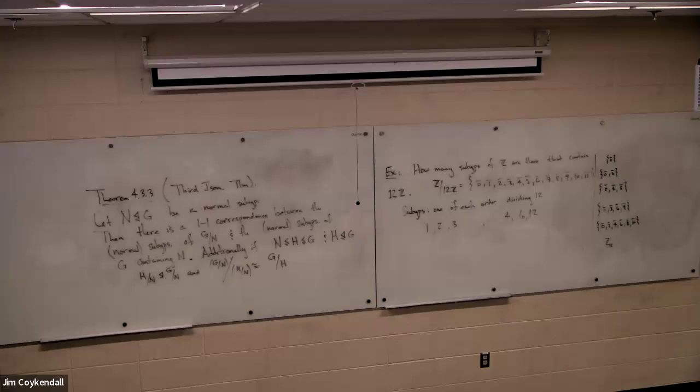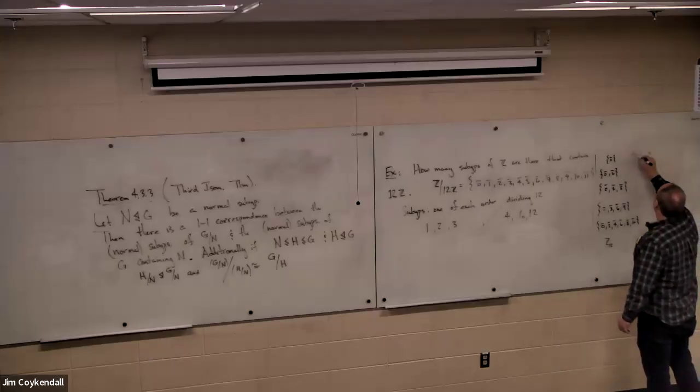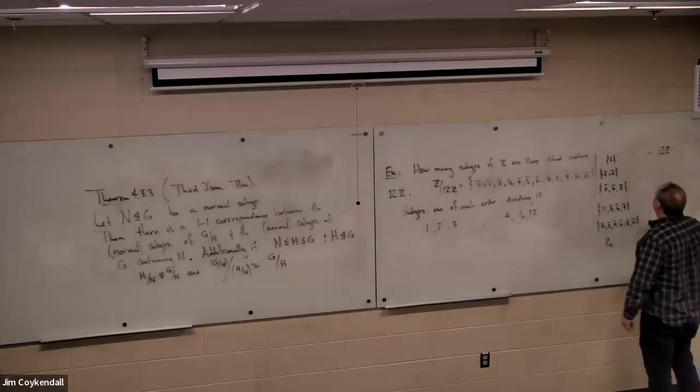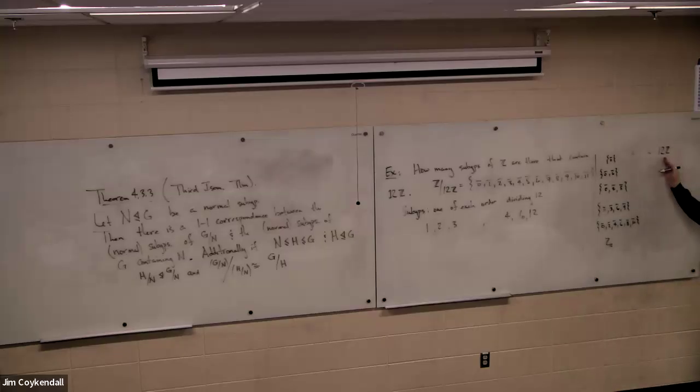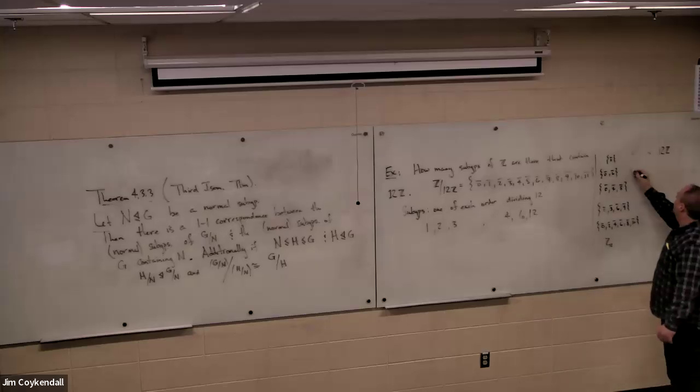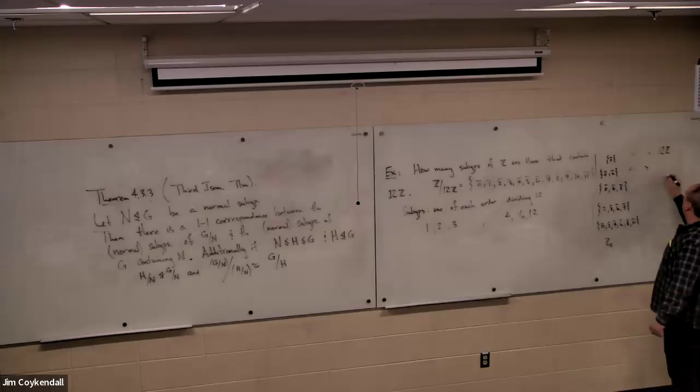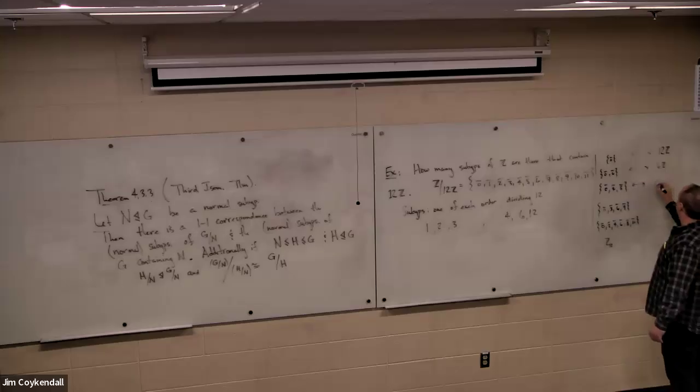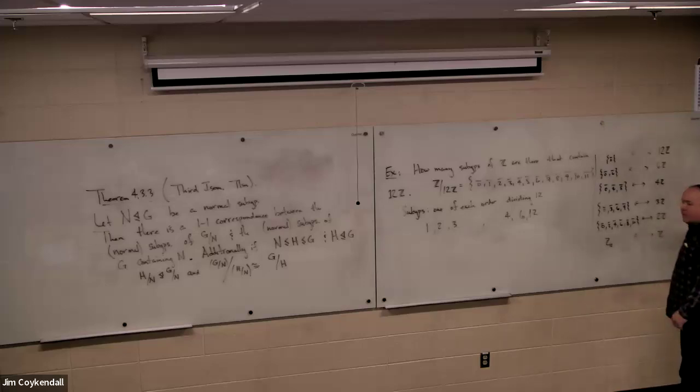What are the corresponding groups? Which one corresponds to 12Z? 12Z mod 12Z is just the identity. This one corresponds to 6Z, 4Z, 3Z, 2Z, and all of Z. This is the way the correspondence is going to work. So in fact, this is what we've discovered.